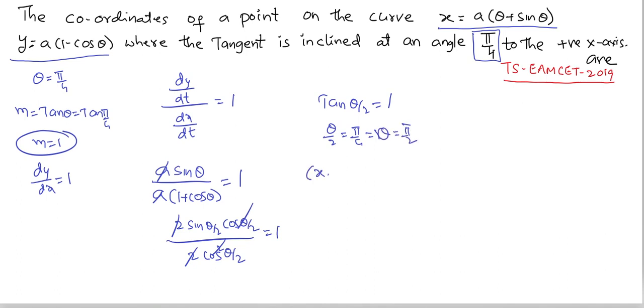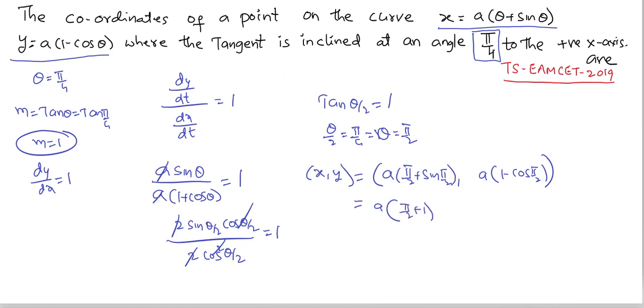Therefore, substituting θ = π/2 in the given curves, that is x = a(θ + sin θ), we get a(π/2 + sin π/2), and y = a(1 − cos π/2). That is a(π/2 + 1) for x, and for y, cos 90° is 0, so that is a. So the coordinates of the point on the curve are (a(π/2 + 1), a).